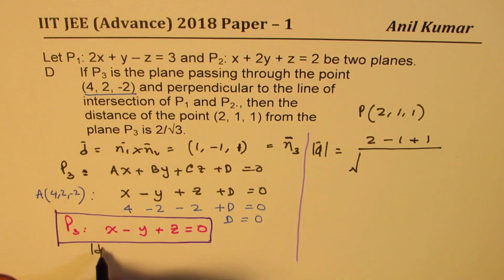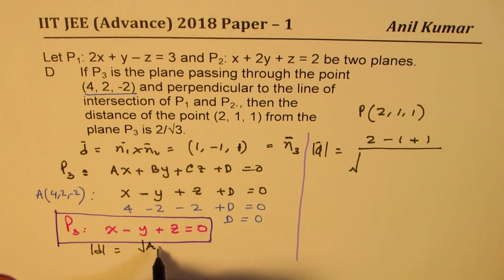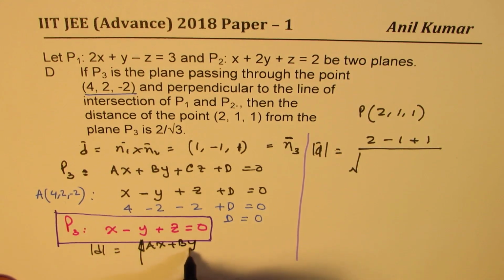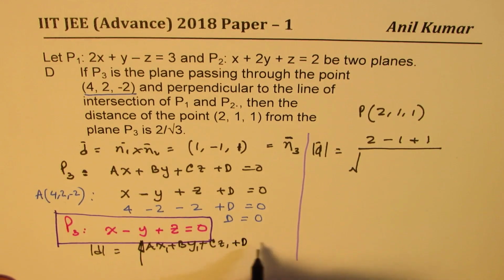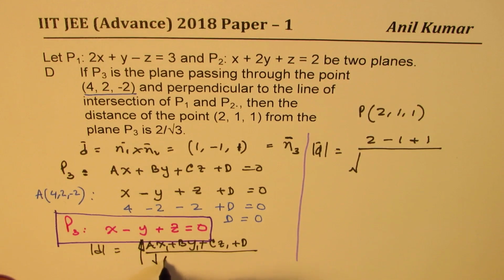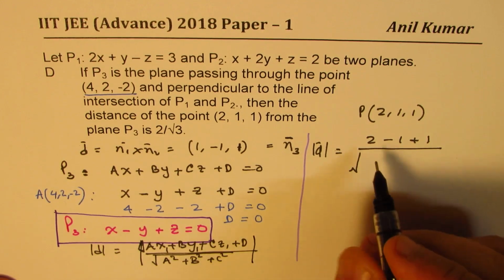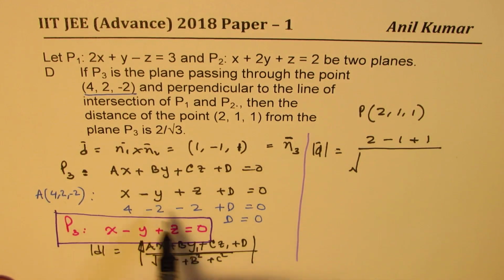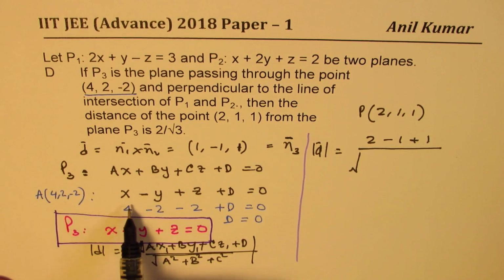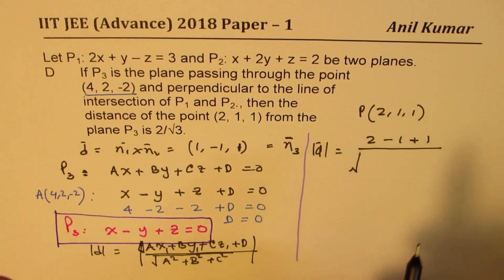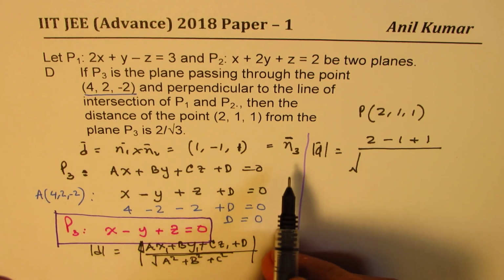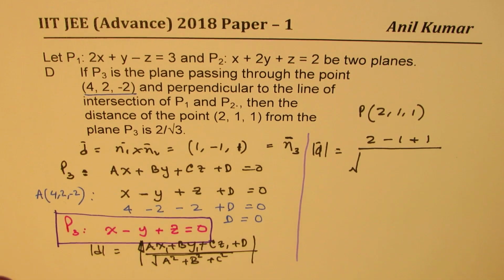In general, it will be the absolute value of AX1 plus BY1 plus CZ1, so we are substituting the point, over the square root of A square plus B square plus C square. That is the distance formula, correct? So we have written this since that is the equation, and the point given is 2, 1, 1. So we are writing these values. And the normal is right here. Let me highlight the normal, which is also the coefficient.